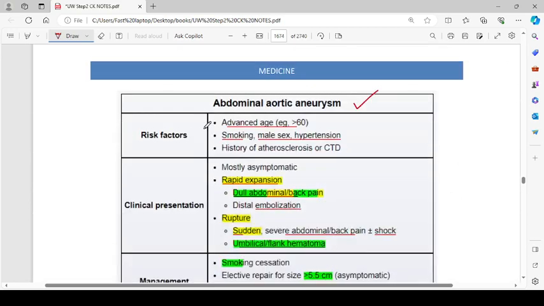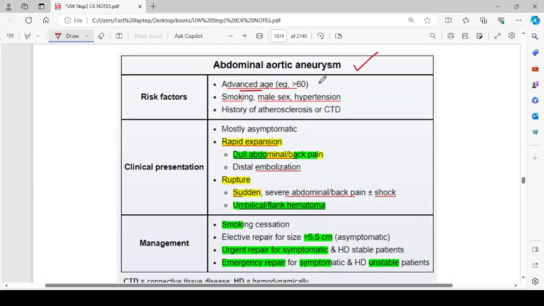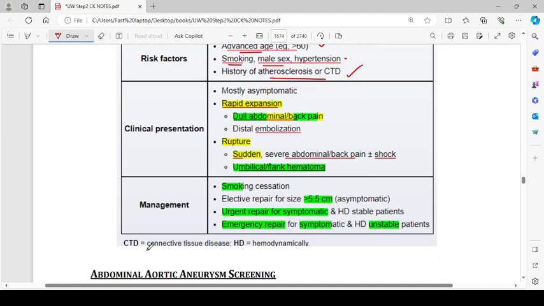Abdominal aortic aneurysm. The risk factors are advanced age more than 60, smoking, male sex, hypertension, history of atherosclerosis or CTD. CTD means connective tissue disease. Clinically, they are mostly asymptomatic, but if there is rapid expansion, that will lead to dull abdominal or back pain, distal embolization, or rupture.